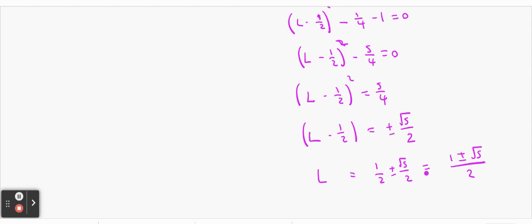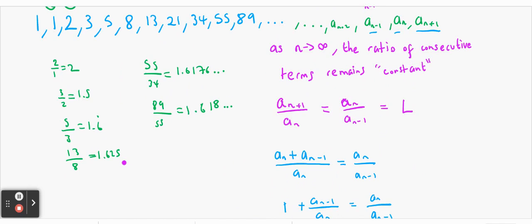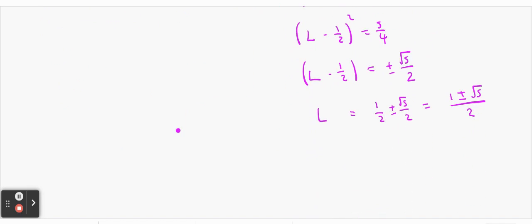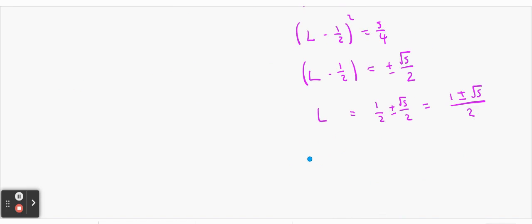Now, there are two answers. I mean, there's one that we're more interested in. So note how we were getting closer to this 1.6 value, which is positive. So we're going to use the positive square root because that's the thing that we're interested in for this particular sequence. So in actual fact, our L is 1 plus the square root of 5 over 2. What's the name of this? It's the golden ratio. Yes. Golden. So it's the golden ratio. It's used in so many things.